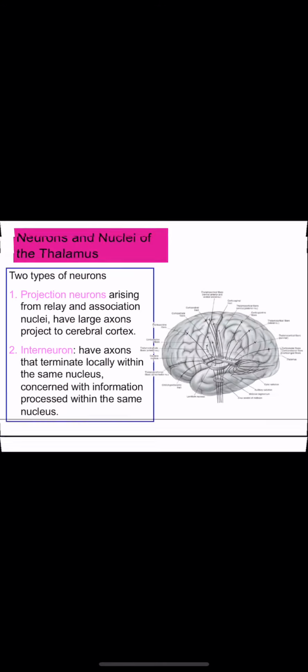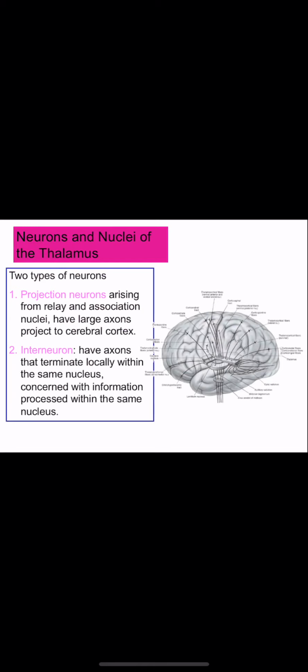Functionally speaking, the thalamic nuclei are divided into three main types: relay nuclei, which receive the input from the ascending pathway; association nuclei, which are concerned with the processing of information; and the third type, the projection nuclei, which are concerned with the transmission of the input as output to the higher centers.